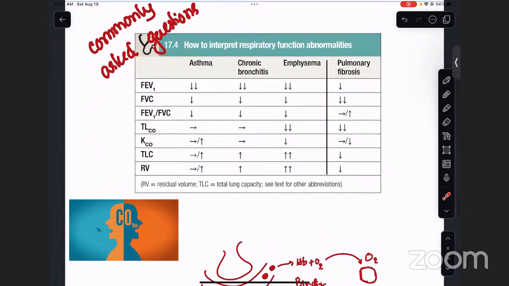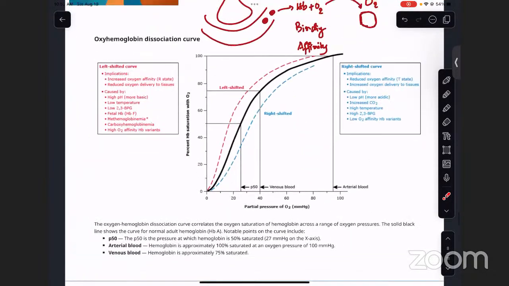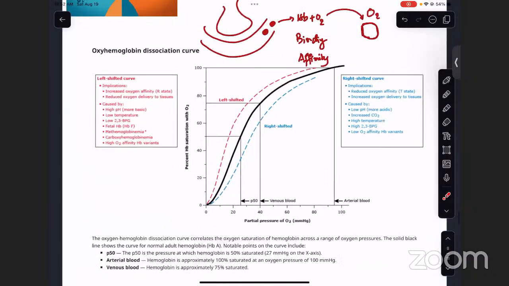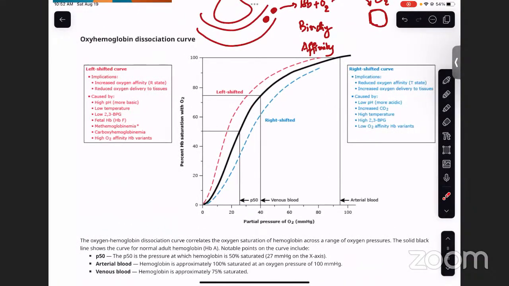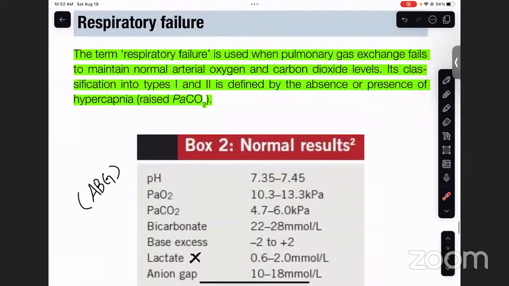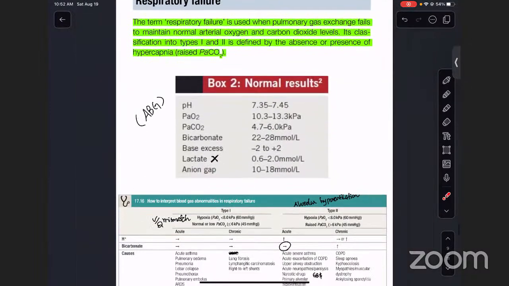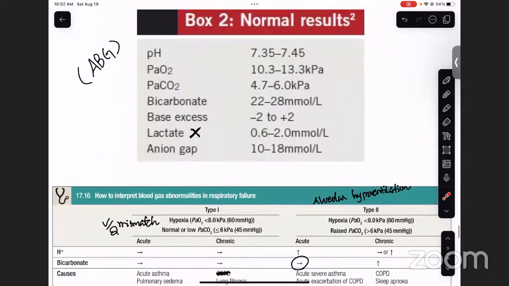Okay, these are the same clinical conditions, and the importance of the oxygen dissociation curve. That means oxygenated hemoglobin is given to the tissue level. Okay. And same pathology like respiratory failure, you need to note the normal value of arterial blood gas.